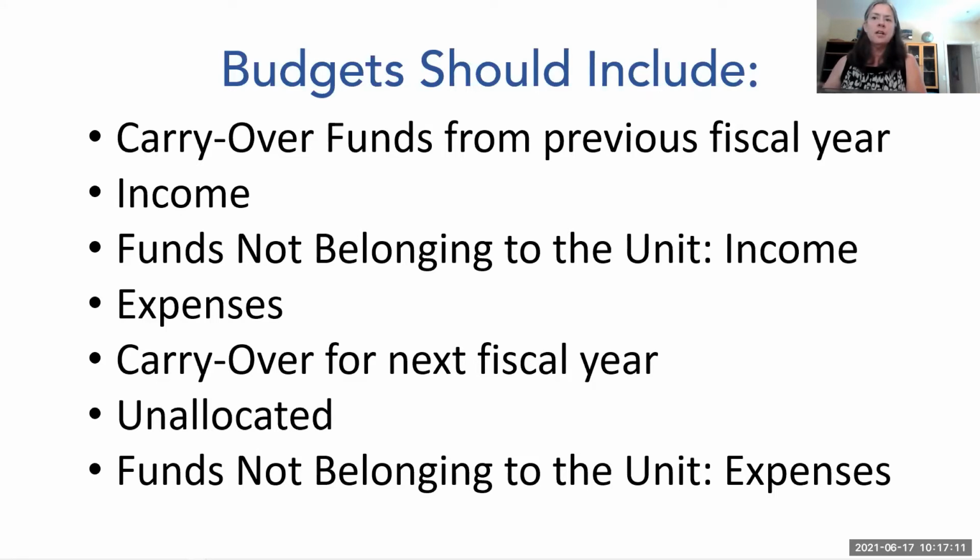And then again, the funds not belonging to the unit expense. This is where those funds that you've taken in when you collect a membership, now you should show it going out. And so those two lines should balance. Because if you've taken in money that doesn't belong to you, you should send it on to the next level of PTA.